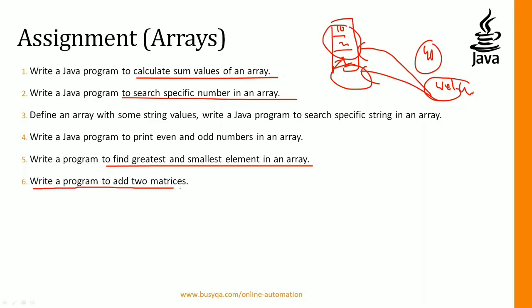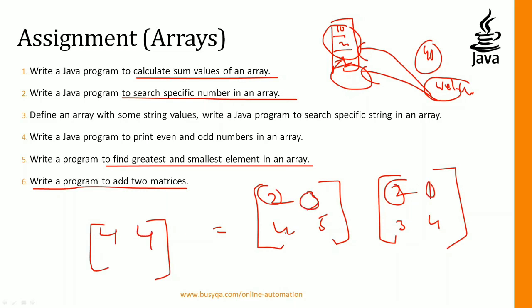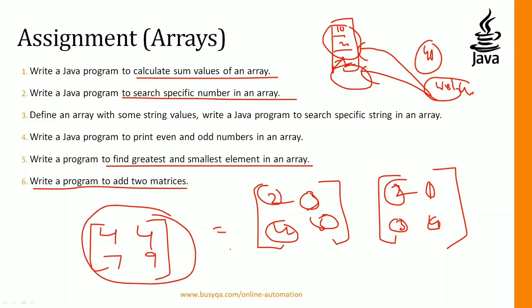And the last one is to write a program to add two matrices. For this we have to use a two-dimensional array. For example, here 2, 3, 4, 5. This is one two-dimensional array. There is another array, 2, 1, 3, 4. This is another two-dimensional array. It's like matrices, right? We need to add two matrices. So what output should I get if I add these two-dimensional arrays? 2 plus 2, I need to get 4. 3 plus 1, 4. Here 4 plus 3, 7. 5 plus 4, 9. So this is the outcome I need to get.